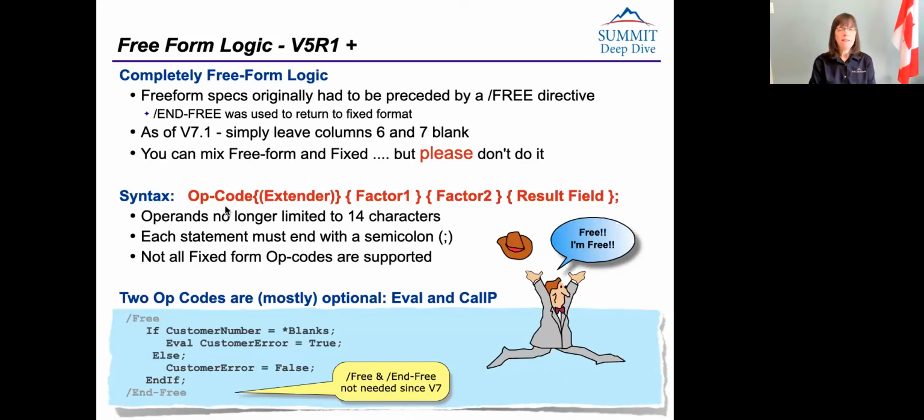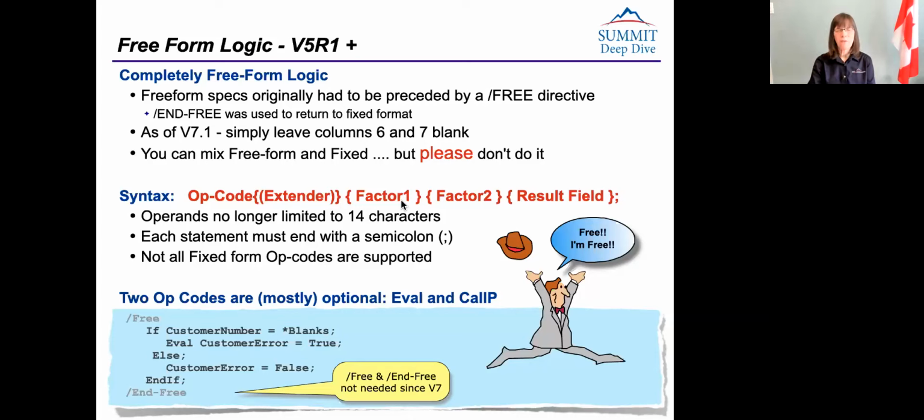So the syntax is always opcode first, followed by opcode extender. An opcode extender is something like, you know, read with no lock. Gosh, I can't think of all the other extenders there are out there. But anyway, those kinds of things that go immediately after the opcode in parentheses, if there are any. And then followed by factor1, factor2, and result. You don't have to have a placeholder if there's not, almost always.